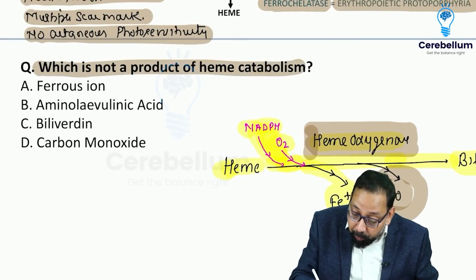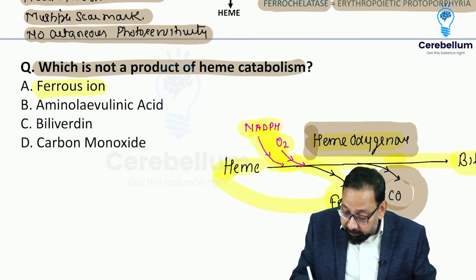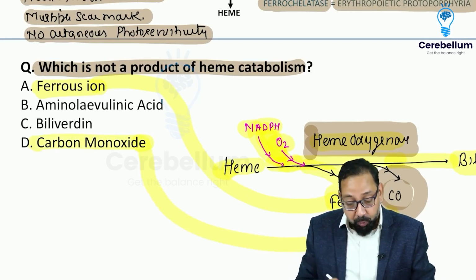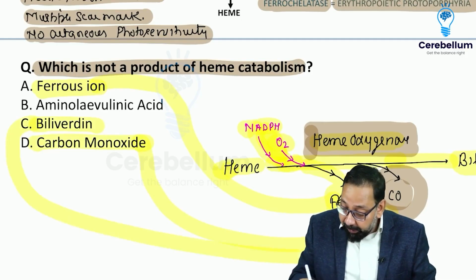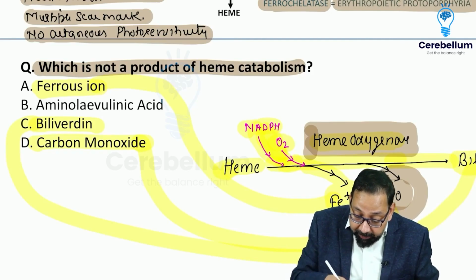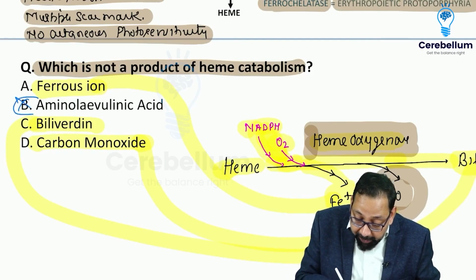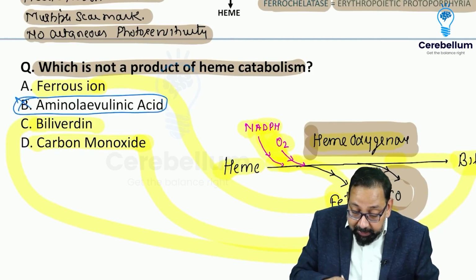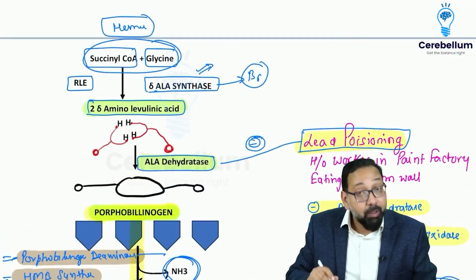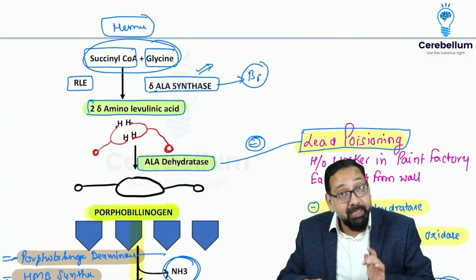Yes, in heme catabolism we produce ferrous ion. We produce carbon monoxide, endogenous carbon monoxide. We produce biliverdin. Yes, biliverdin is produced, not delta aminolevulinic acid. This is not produced. In fact, delta aminolevulinic acid is produced during synthesis of heme. It is not produced by heme degradation.